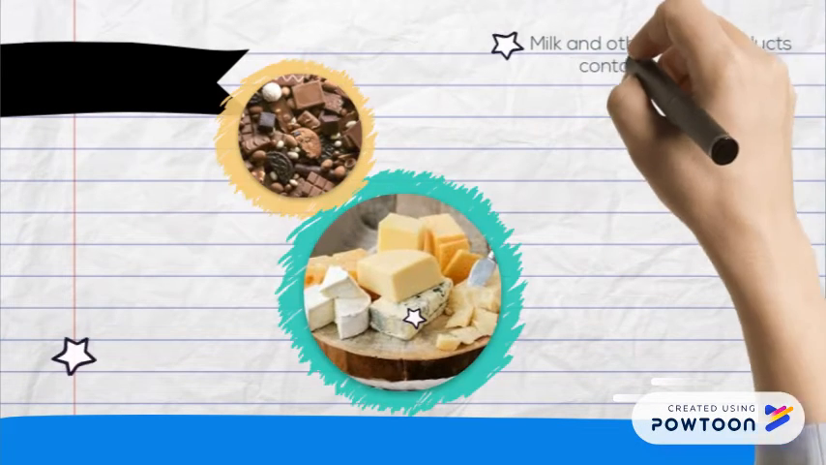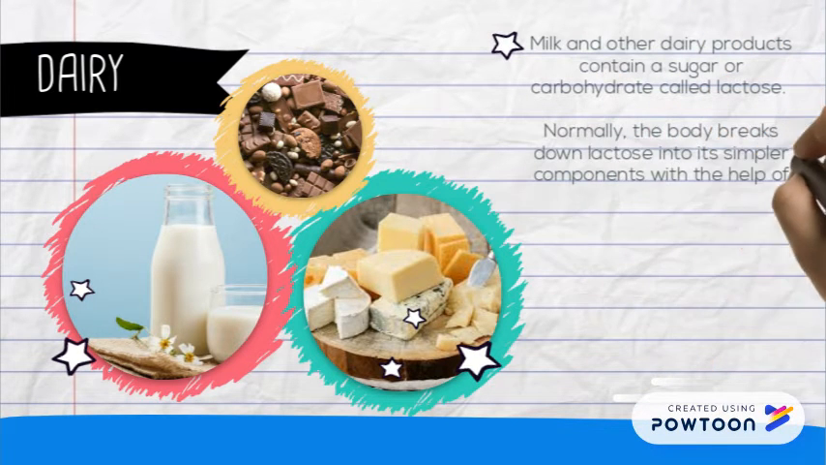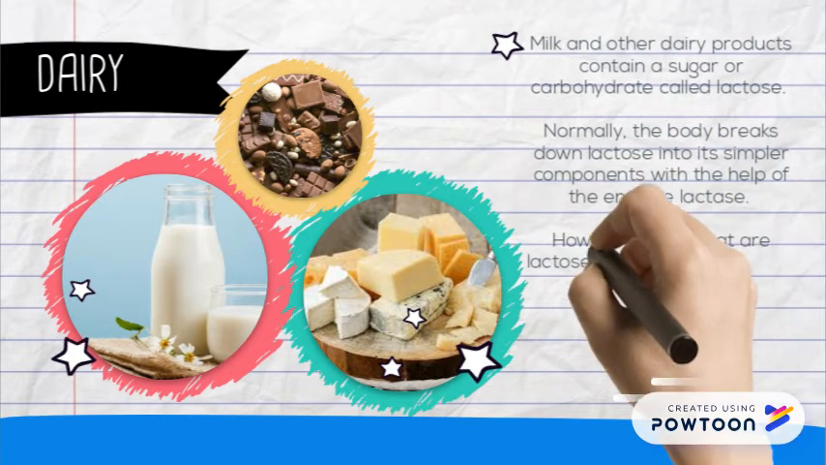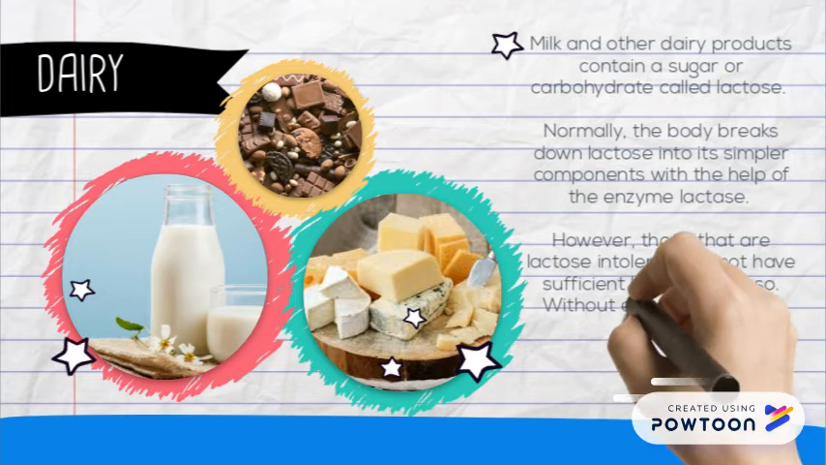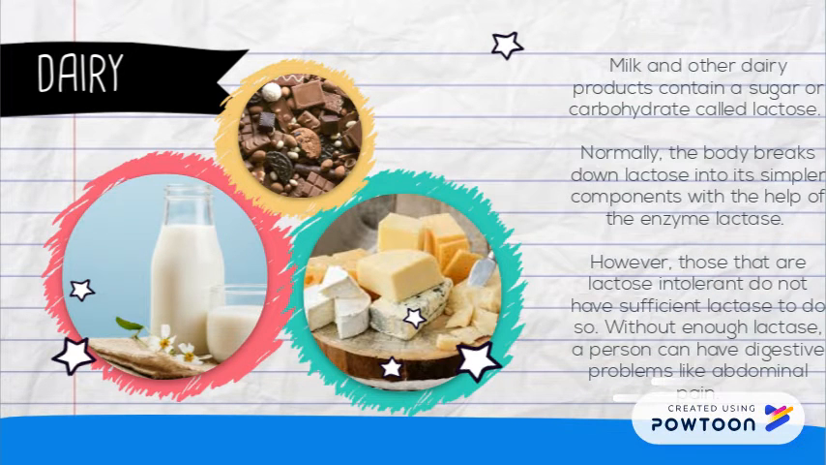Milk and other dairy products contain a sugar or carbohydrate called lactose. Normally, the body breaks down lactose into simpler components with the help of an enzyme called lactase. However, those that are lactose intolerant do not have sufficient lactase to do so.